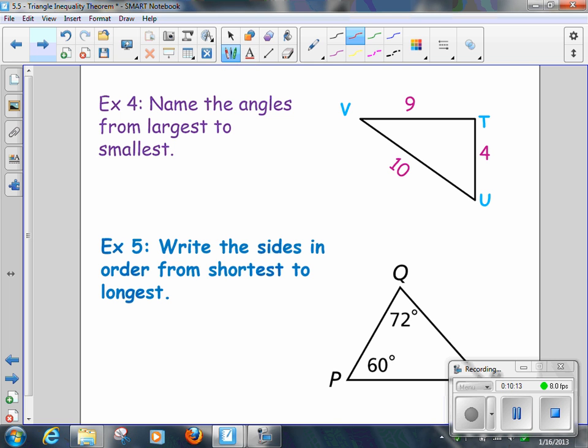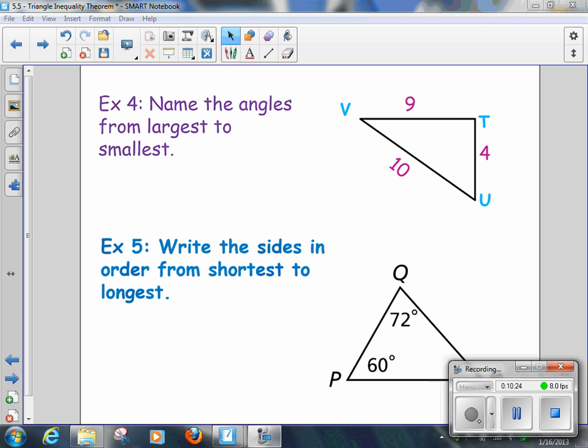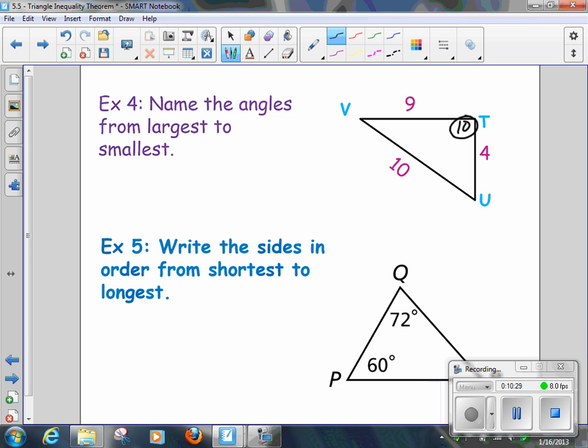Name the angles from largest to smallest. You guys do number 4 yourself. Do the same thing we just did. Throw those numbers in the opposite corners, circle them, and then list them in the appropriate order. All right, so did you put your numbers in the corners? Did you have the 4 in with the V? 10 with T, 9 with U? Okay. Largest to smallest.